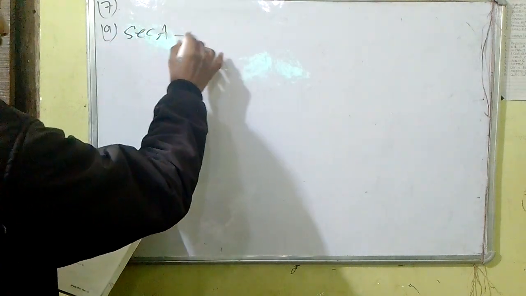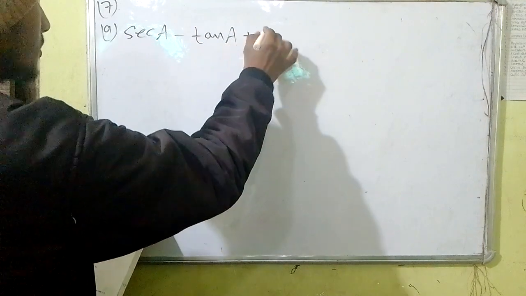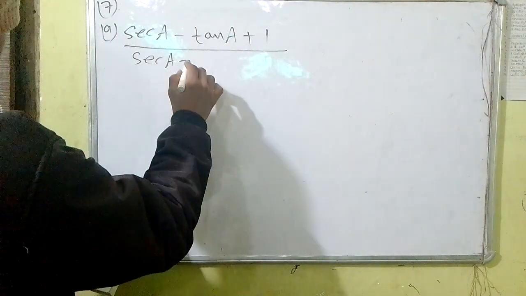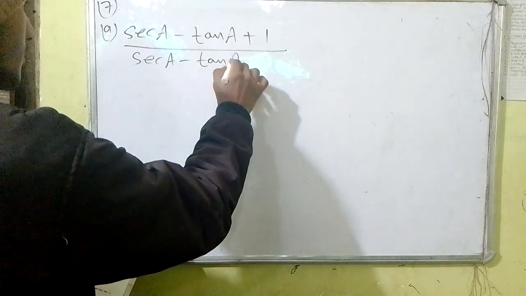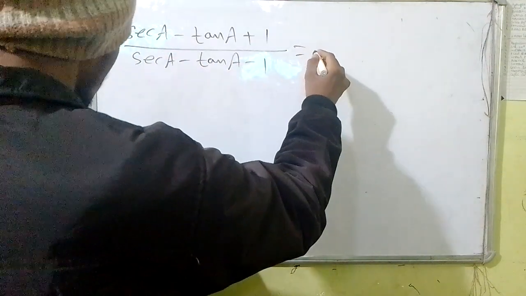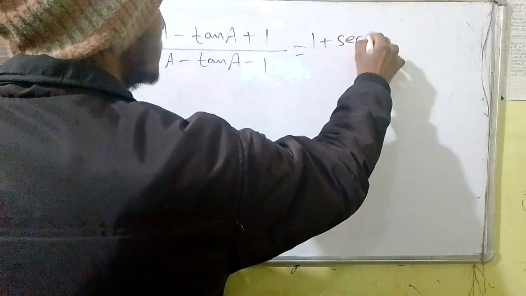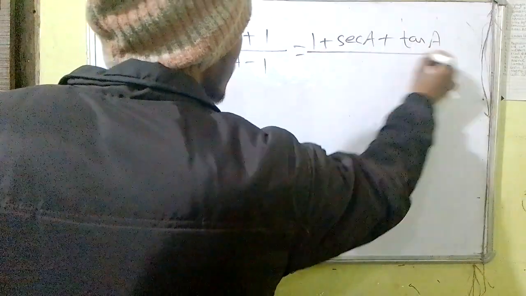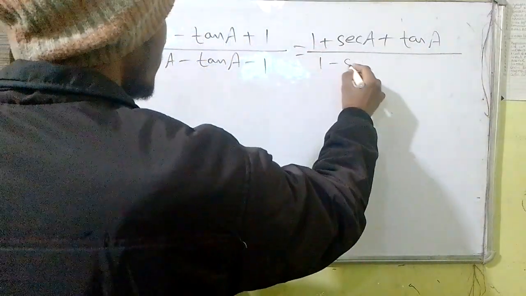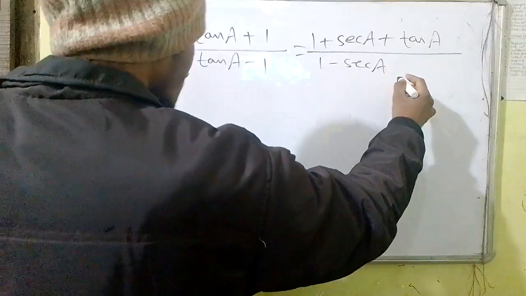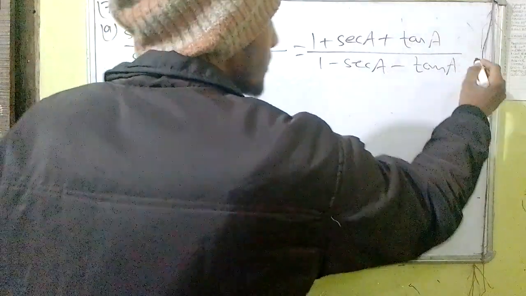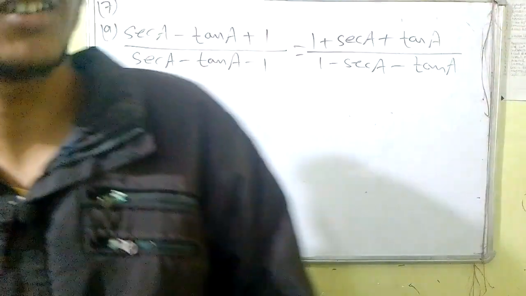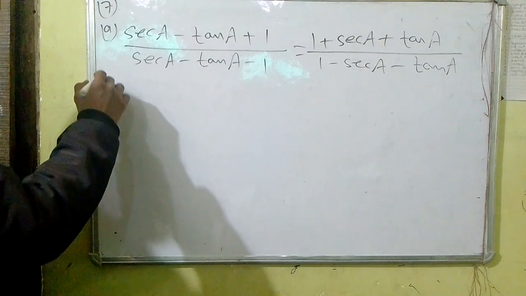Secant a minus tan a plus 1, divided by secant a minus tan a minus 1, is equal to 1 plus secant a plus tan a, divided by 1 minus secant a minus tan a. Okay, so how do you approach this question? It's not that hard as I described before at the beginning.